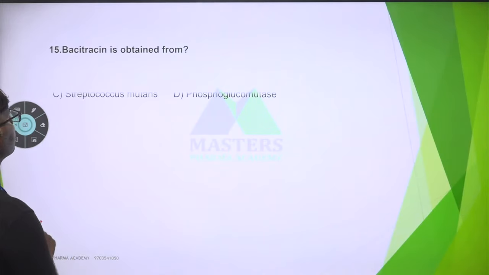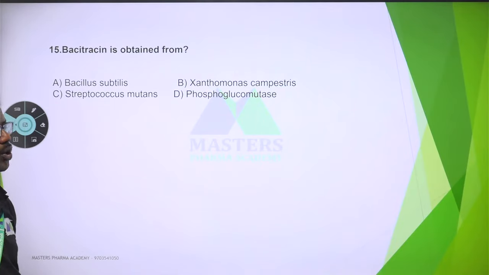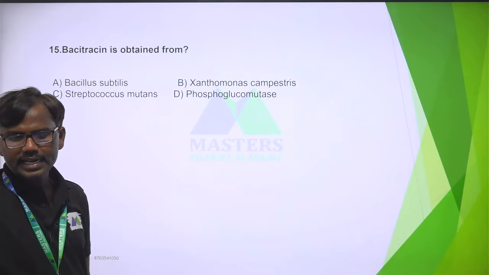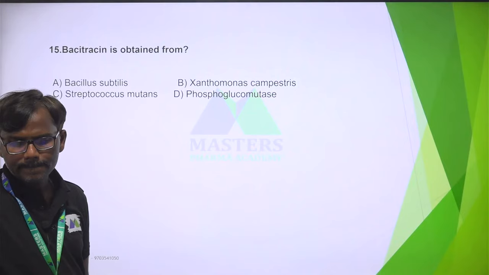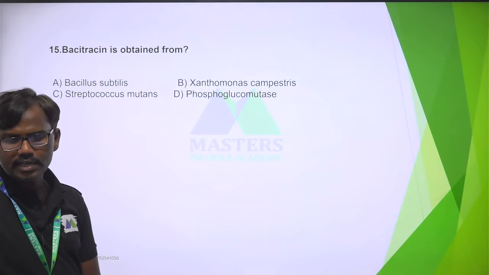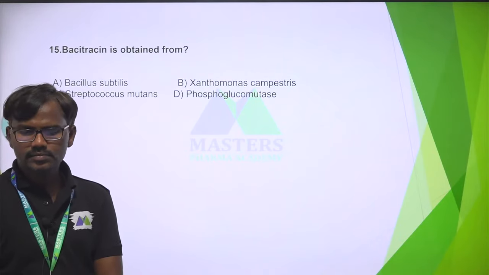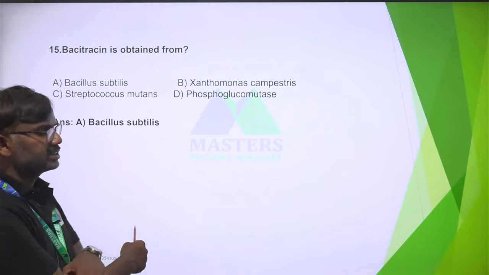And then, which is obtained from Bacillus subtilis, Xanthomonas campestris, Streptococcus mutans, and phosphoglucomutase? What is the answer? Bacitracin. What is the category of the drug? Bacitracin comes under which category of drug? Antibiotic. Very good. Okay, polymyxins. Right. Okay, the right answer is Bacillus subtilis.